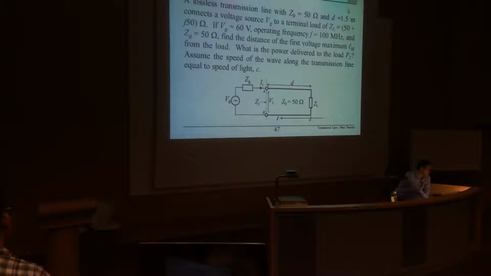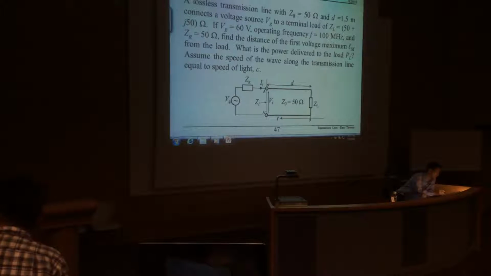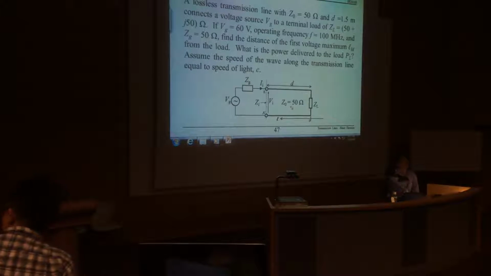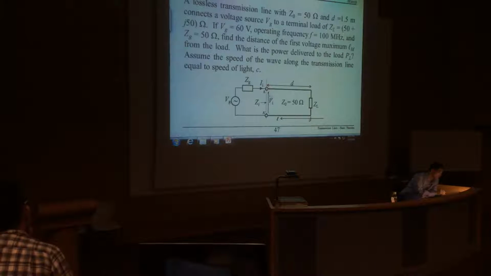Okay, now let's look at one very important example. A lossless transmission line. As mentioned, this is a very classic problem. The characteristic impedance is 50 ohm, right? Now this distance D is 1.5 meter. Connect this transmission line.